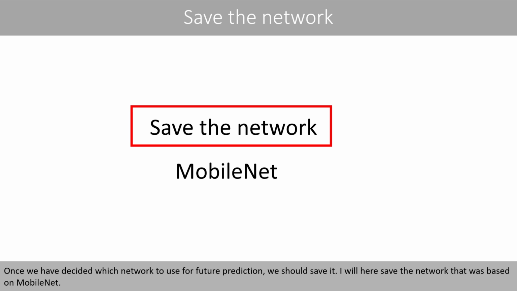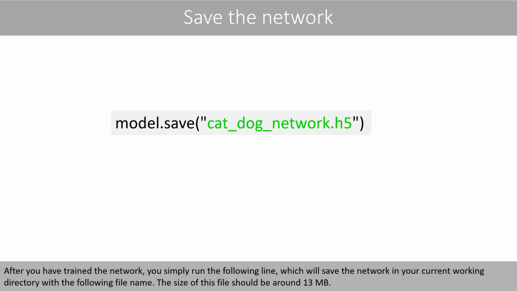Once we have decided which network to use for future predictions, we should save it. I will here save the network that was based on MobileNet. After you have trained your network, you simply run the following line, which will save the network in your current working directory with the following file name. The size of this file should be around 13 megabytes.